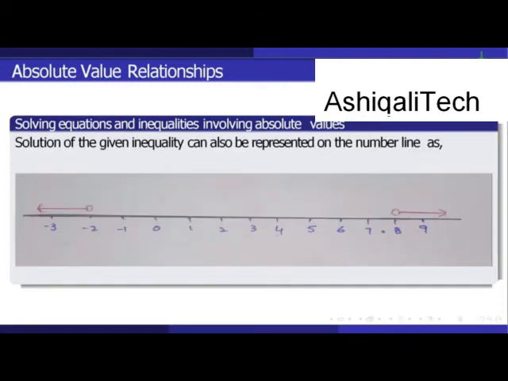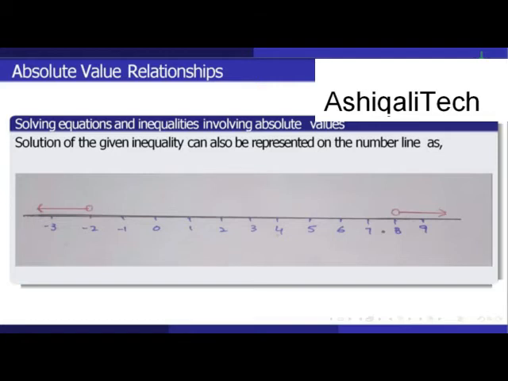Dear students, now we represent this solution on the number line. Again, you can see on the number line, since x is less than minus 2, we have excluded minus 2, and the arrow shows all the numbers less than minus 2 up till minus infinity are included in the solution set. Similarly, on the other side, since x is greater than 8, excluding 8, all the numbers from 8 to positive infinity are included in the solution set.